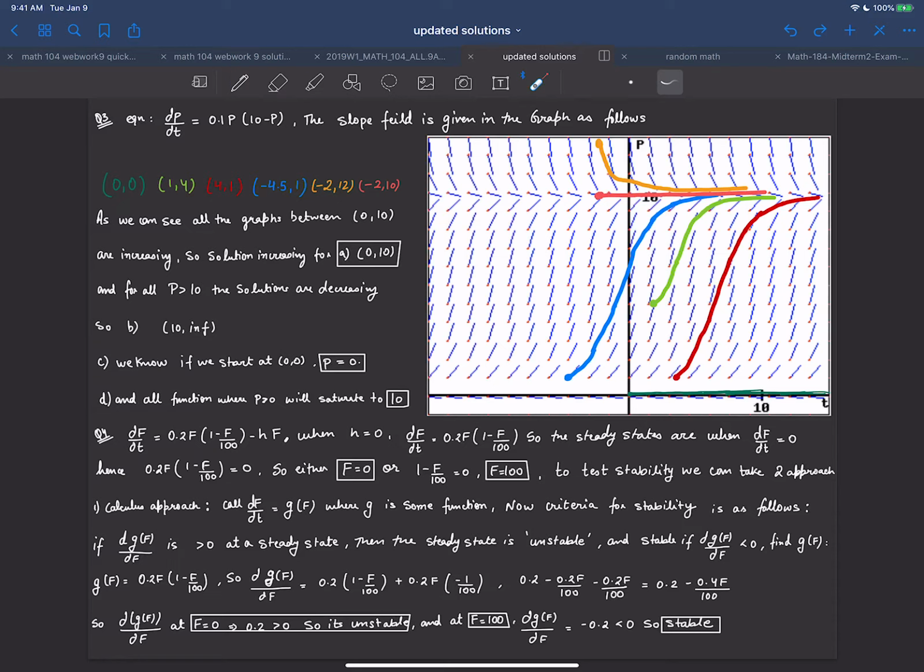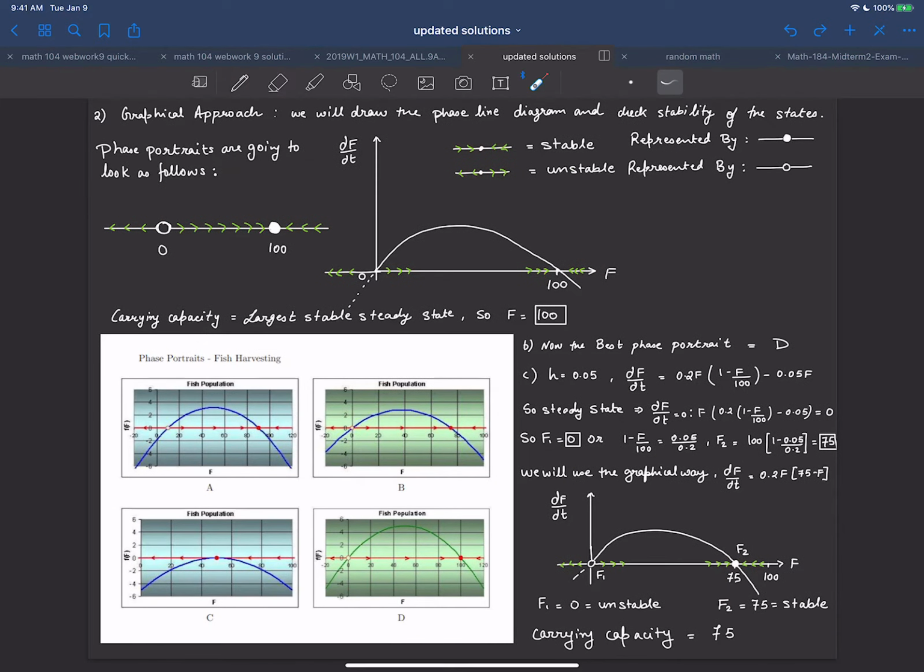Most of the time in the class, what they want you to focus on is just learning how to find stability using the graphs. But the calculus approach always works as well. We're going to talk about one more example in the future, but let's just go forward.